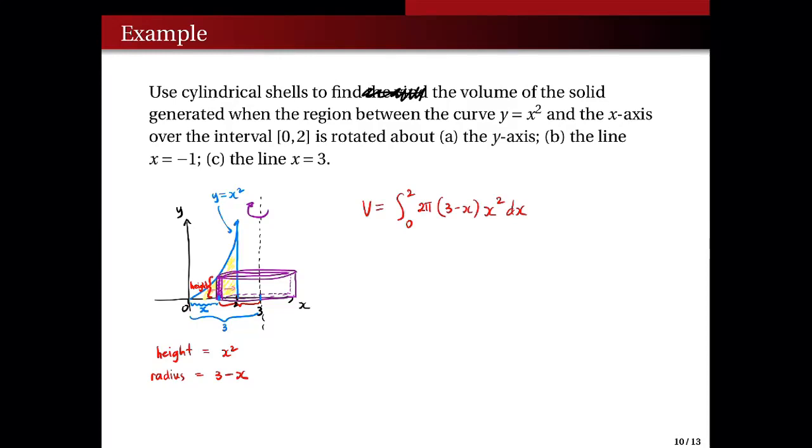Questions? So continue. Find the volume by calculating this definite integral. That will practice your definite integration.